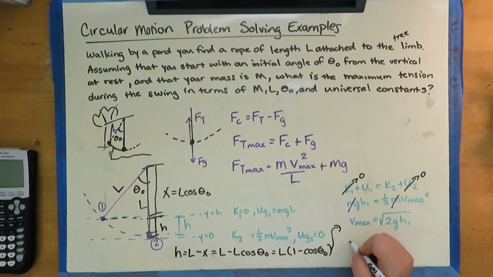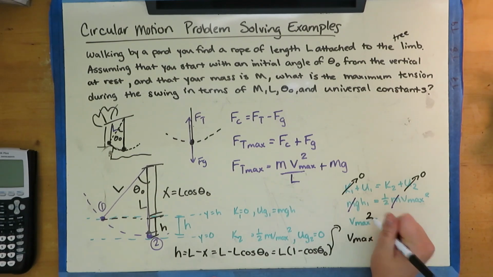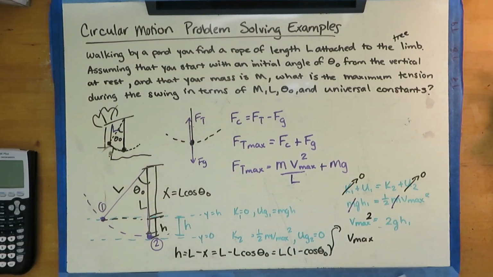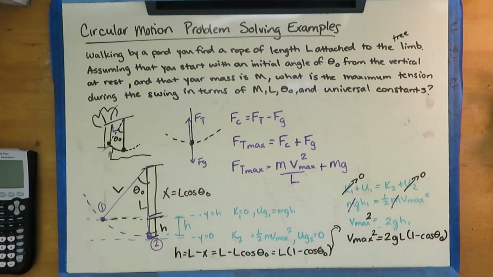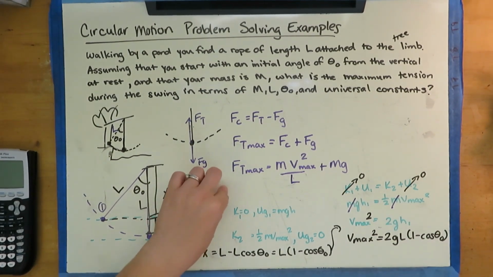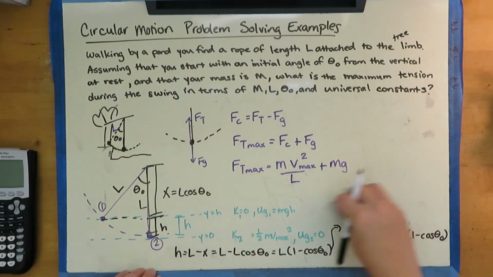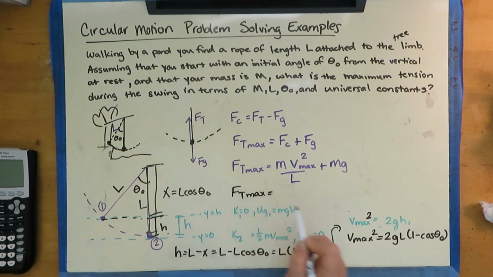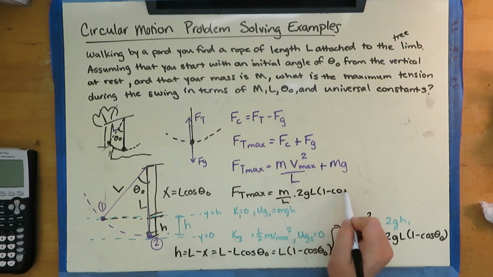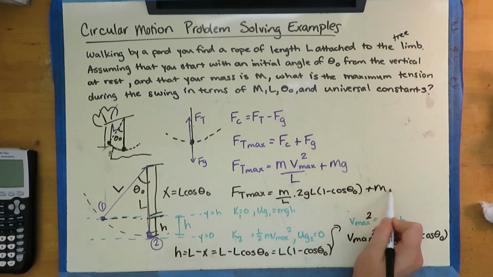So we can sub that in up here. So we get that v max, actually, let's just leave that as v max squared, because I noticed that's a squared there. So v max squared is 2 g h1. So v max squared is going to be 2 g L times 1 minus cosine of theta 0. So I can then go back in up here and plug that in. And I get that F_T max is going to be m over L times 2 g L times 1 minus cosine of theta 0 plus m g.